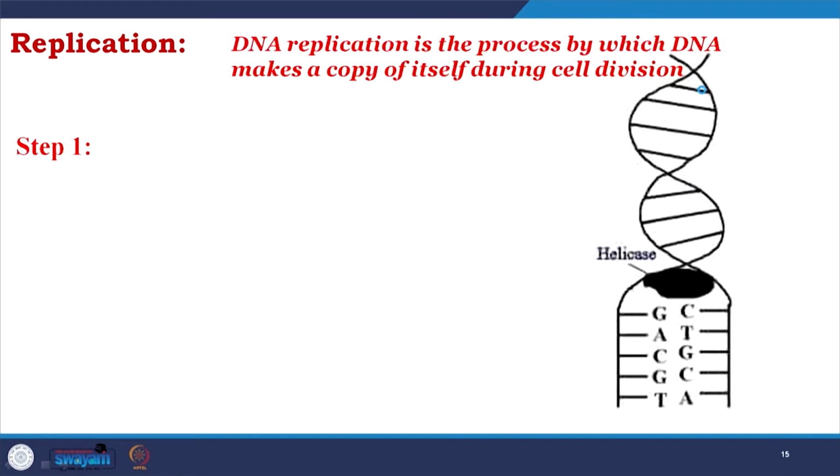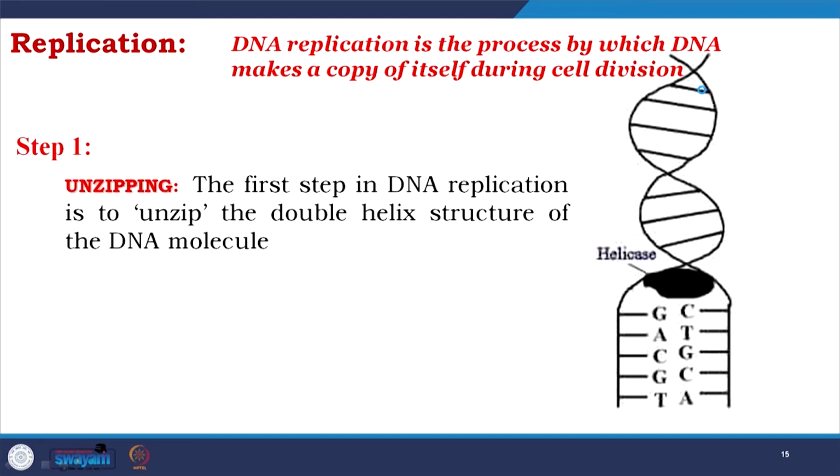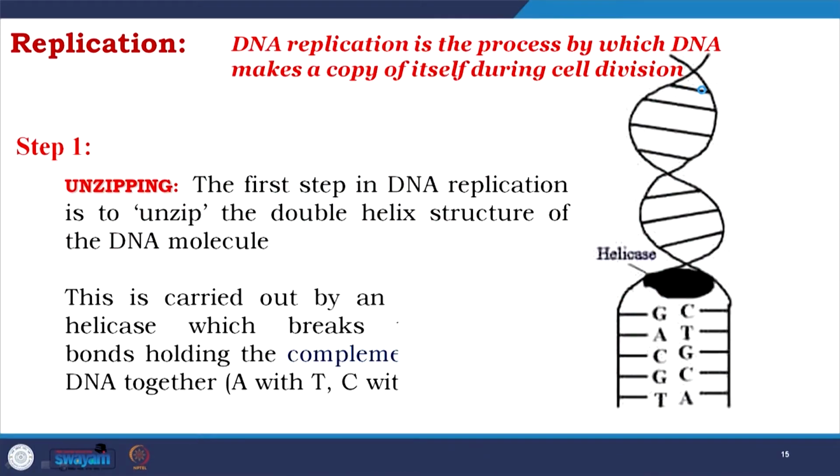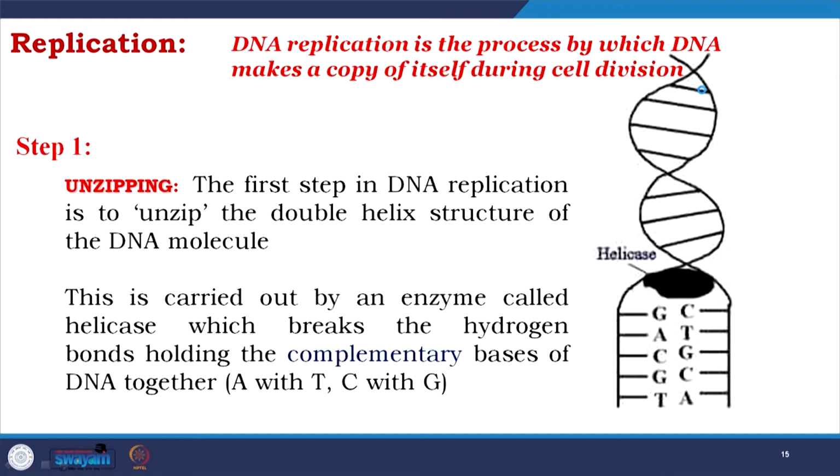Coming to replication, DNA replication is the process by which DNA makes a copy of itself during cell division. The first step is unzipping. It is to unzip the double helix, because the double helix is bound with non-covalent interactions, base stacking and hydrogen bonds. So, the double helix structure of the DNA molecule is unzipped, and this is carried out by the enzyme called helicase, which breaks the hydrogen bonds holding the complementary bases of DNA together.